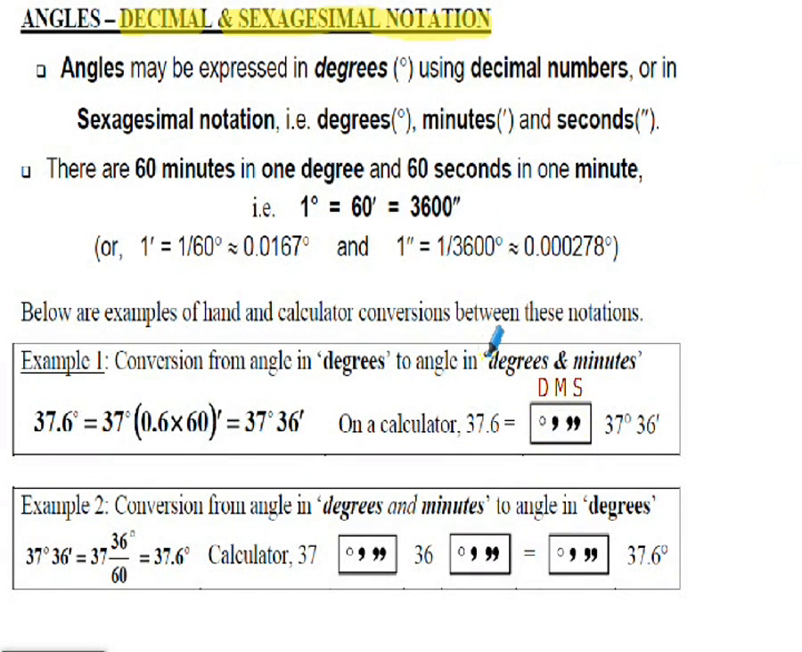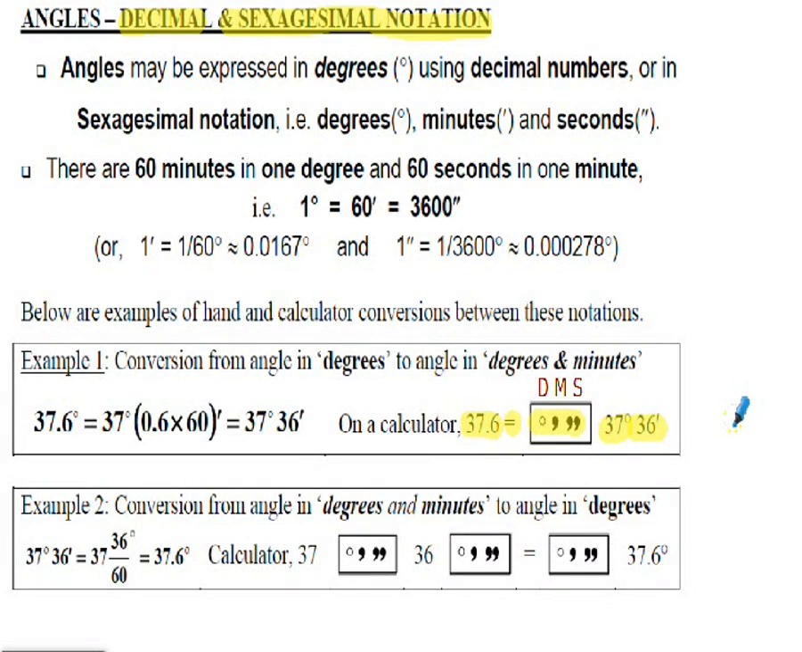So for example, go straight to an illustration here. If I wanted to calculate 37.6 degrees in terms of degrees, minutes and seconds, all I do is type 37.6 on my calculator, I press equals, and then I press the DMS button, and I get the value of 37 degrees and 36 minutes. So I've gone from decimal degrees into sexagesimal notation.